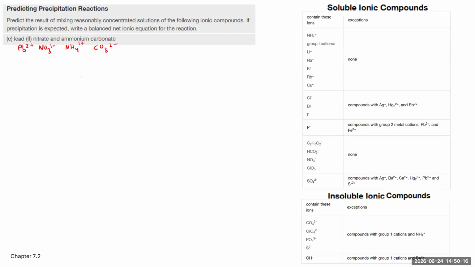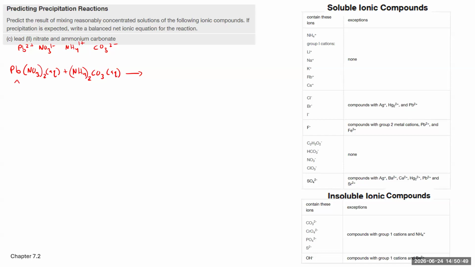If not, go take a review in the nomenclature chapter. It's going to help you a lot with this. All right. Lead II nitrate. So we need 2 nitrates, Pb(NO3)2 aqueous plus ammonium carbonate. We need now 2 ammonium, so it looks like this, because we need 2 and then carbonate. And this is supposed to be aqueous.